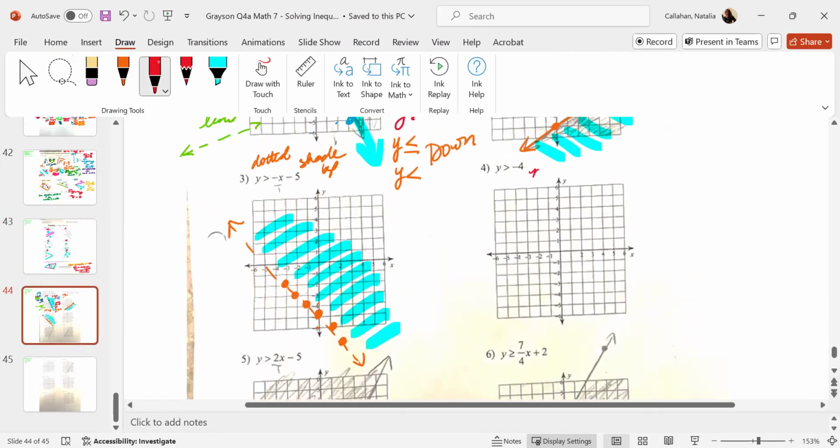Do you see how there is no slope? Right? If there's no slope, the slope is 0. Do you understand? This is y is greater than 0x minus 4, right? What happens if we have a slope equal to 0? It is a horizontal line, right?